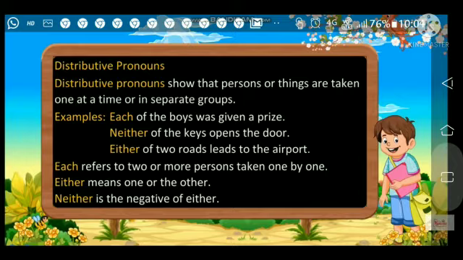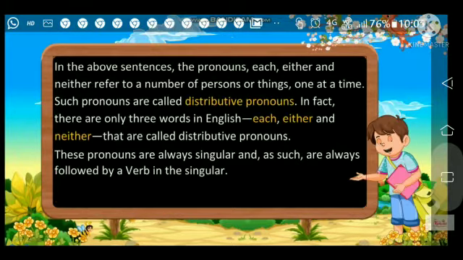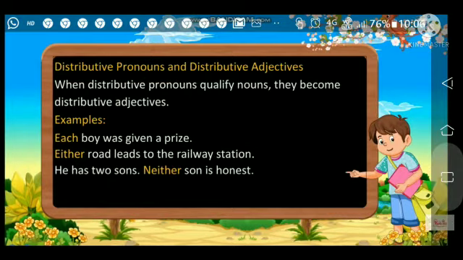Now, distributive pronouns show that persons or things are taken one at a time or in separate groups. See the examples. Each of the boys was given a prize. Neither of the toys opened the door. Here, each, neither, either are examples of distributive pronouns. So students, these pronouns are always singular and as such are always followed by a verb in the singular.